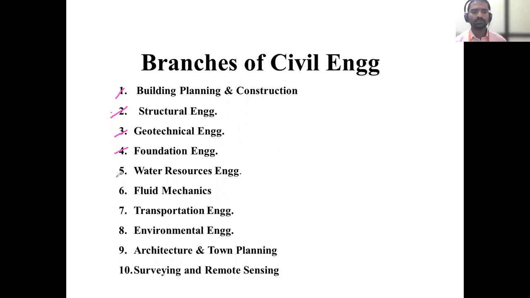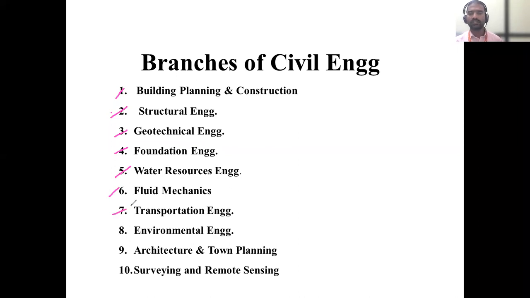Next, water resource engineering is related to water bodies, that is dams, reservoirs, canals. How to design them, how to store the water, how much quantity, how to maintain the water resources. Next, fluid mechanics is related to fluids.